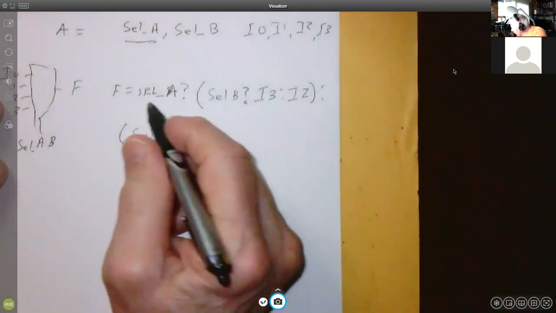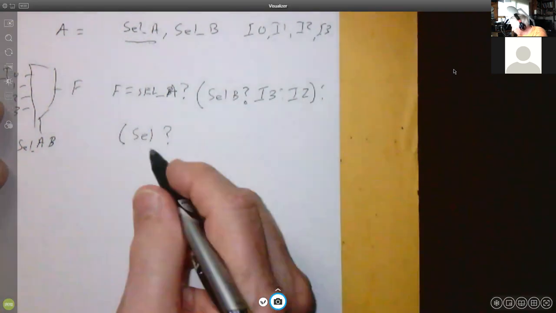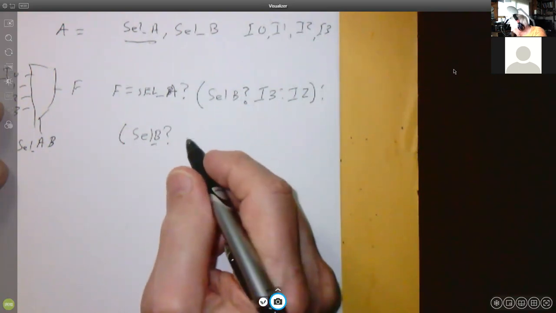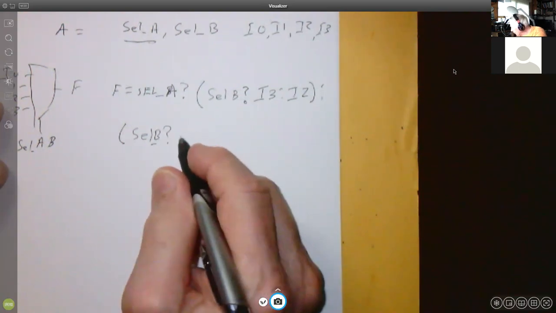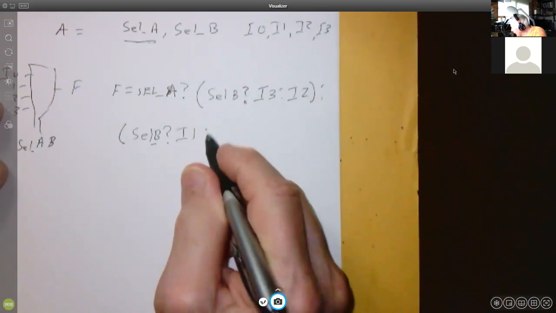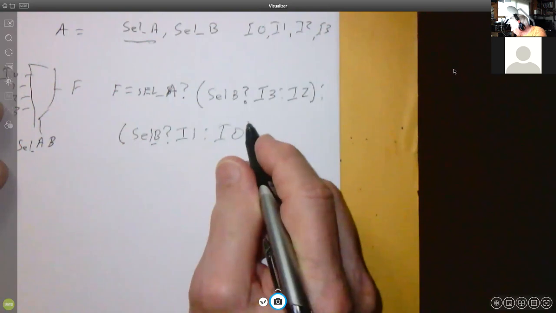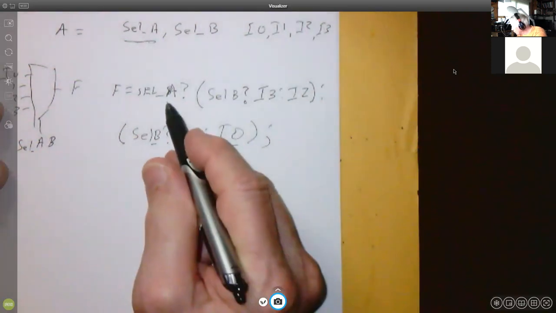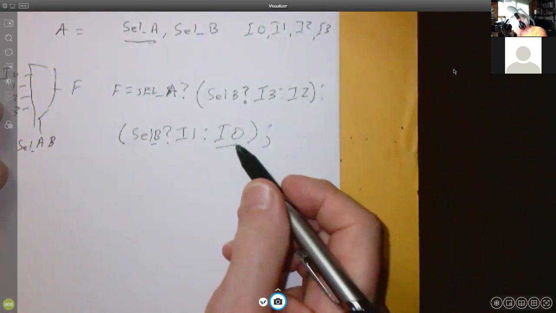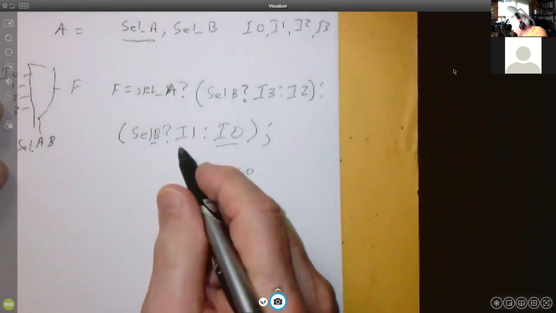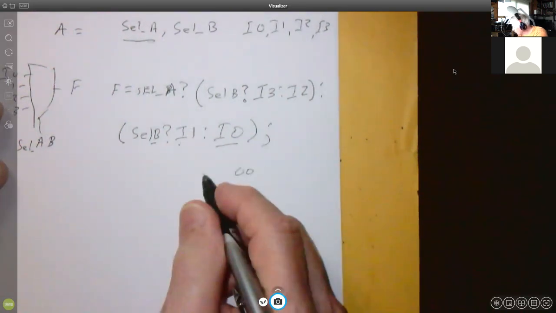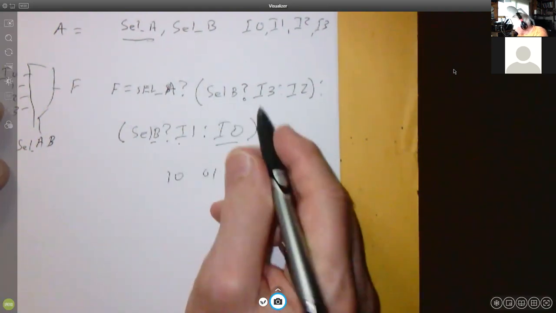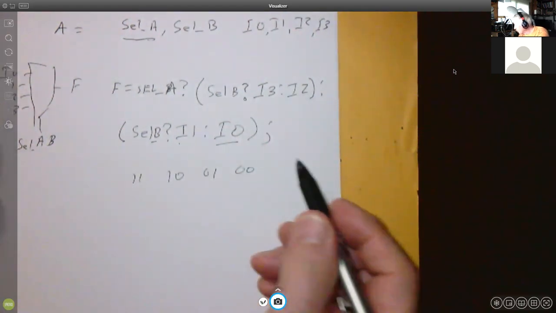And now this is if SELA is false, after the colon, SELB, we test it again. And if it's true, then we're going to use I1. But if it's false, it will be I0. So I0 would then result in the case where A is false and B is false, which would be the 0-0 condition. I1 would be where A is false, B is true, the 0-1. I2 is where A is true, B is false, the 1-0, and I3 is 1-1. And so it all works out.